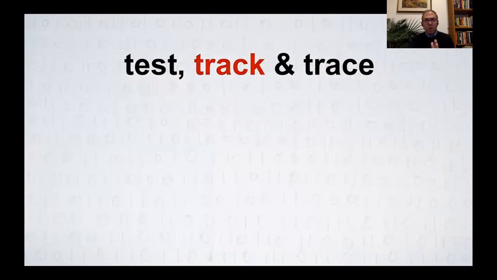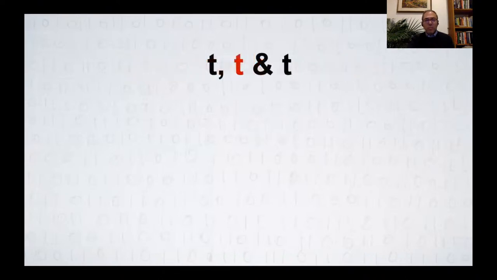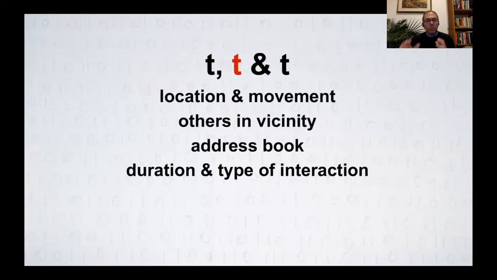So let's first look at the first part of that, tracking, which is going to be also the most controversial. If you just open your mind to what was possible in a digital setting with the handset of the mobile phone, it's pretty extraordinary. You'd be able to know, and this is just in theory, first the location of a person. You'd also be able to know their movements. You would know not just their movements, but others in their vicinity. You'd have their address book, so you'd know who their contacts are. And you would know the duration of any interaction with people, and also even the type of interaction.